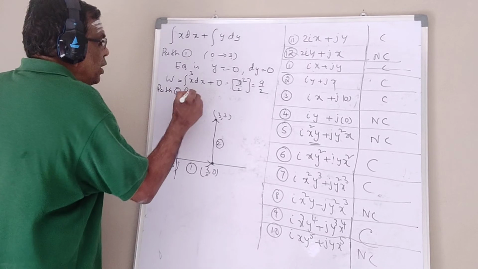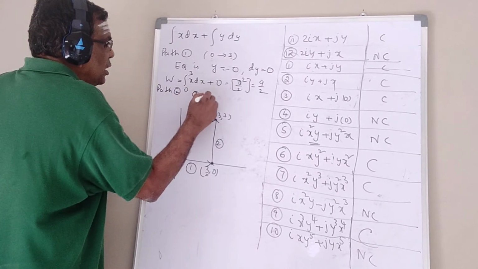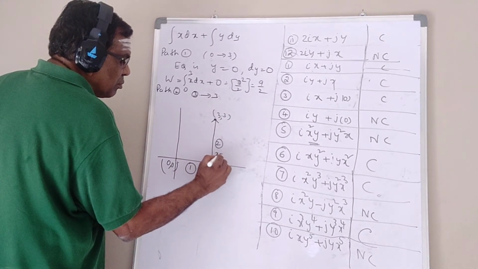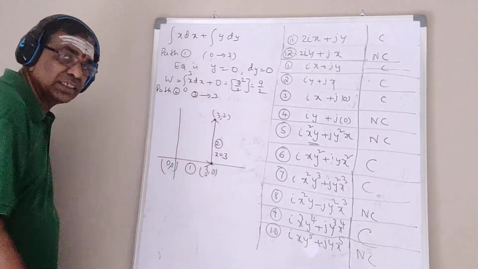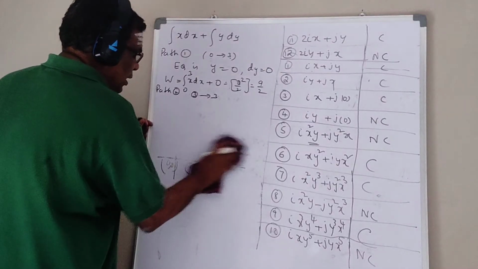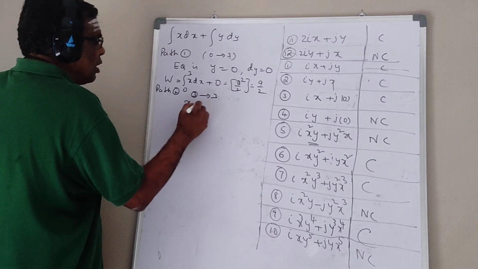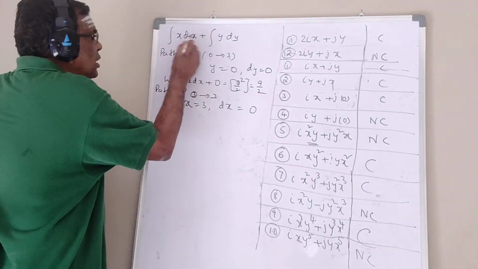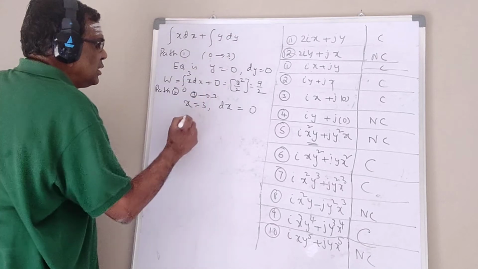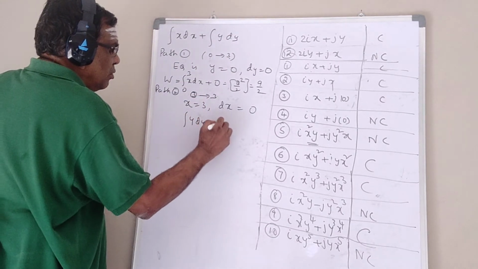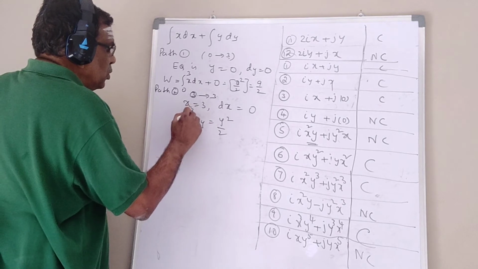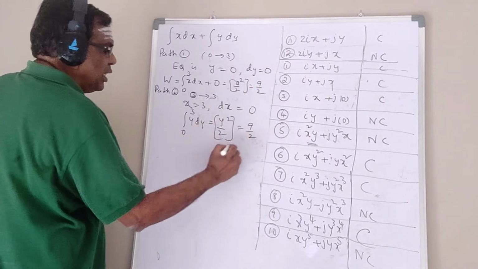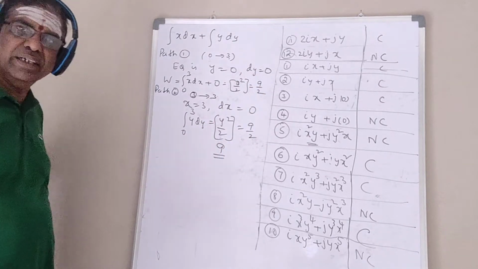So along this, what is the path? 0 to 3. And what is path 2? This line's equation is x is equal to 3, so I am writing here, the equation is x is equal to 3. Therefore dx is 0, so if I substitute, this becomes 0. Then what is this? The integral of y dy, which is y squared by 2, from 0 to 3. If you substitute, 9 by 2 plus 9 by 2, the total work done is 9.